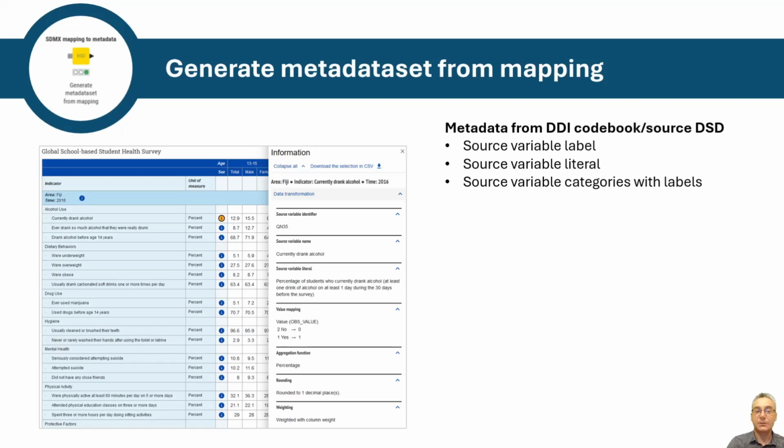Some metadata comes from the DDI codebook via the generated source DSD. This includes the source variable label, the source variable literal as it is called in DDI, and the source variable categories with their labels if available.